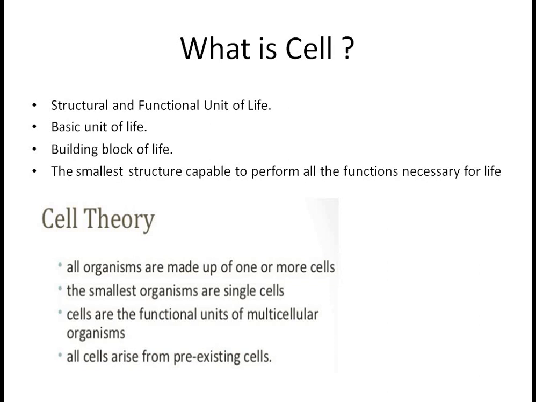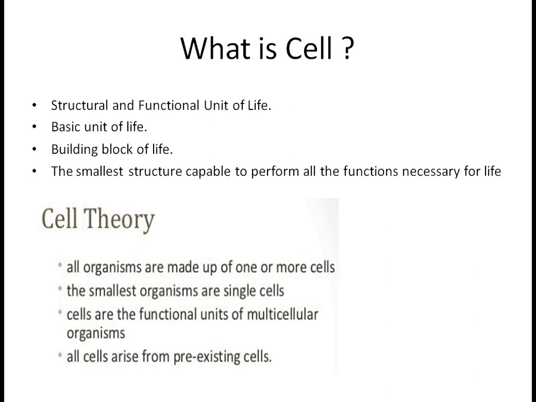Next is our cell theory. These are the facts that different scientists, through different experiments, came up with as generalized statements. What they proved and observed is that all organisms are made up of one or more cells. So if an organism is made up of only one cell, you will call it a unicellular organism, while if it has many cells like us, we call it a multicellular organism.